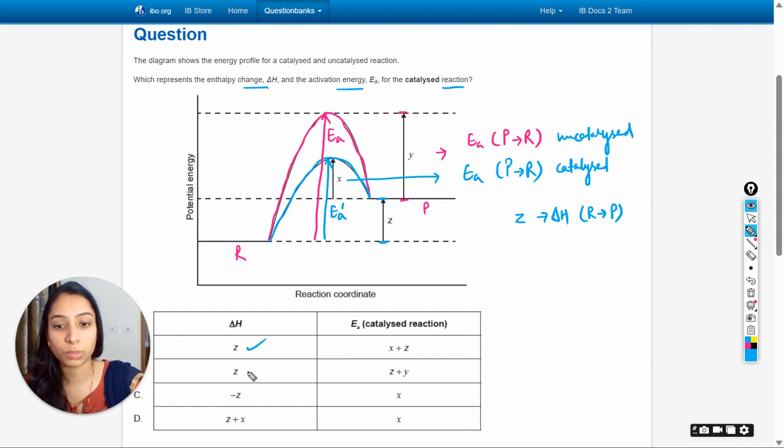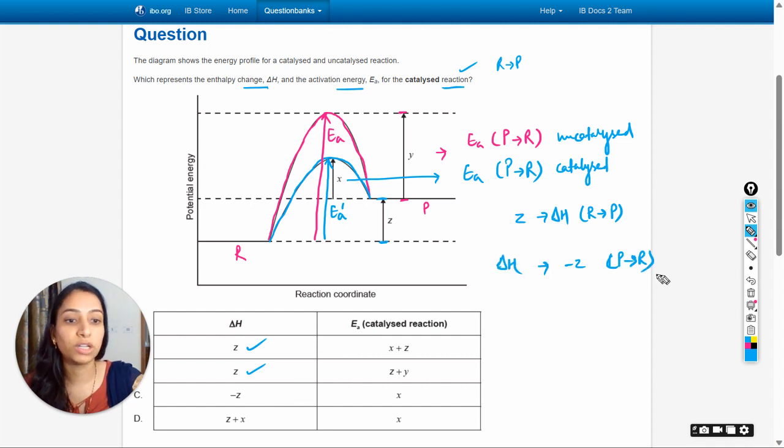So answer can be A option or B option. And here this Z arrow is from R to P, and here a reaction is asked, which means from reactants to products, and if this is asked for P to R, then the enthalpy change will be minus Z. This is the enthalpy change for P to R reaction.